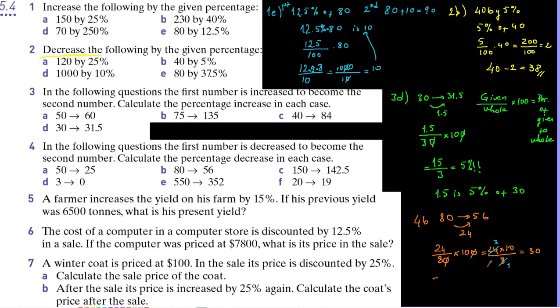So it means that from 80, 24 is 30% of 80, and 56 is the 70% of the 80, by the way, because the left is 56. So from 100%, if you subtract 30%, you are going to get 70%.